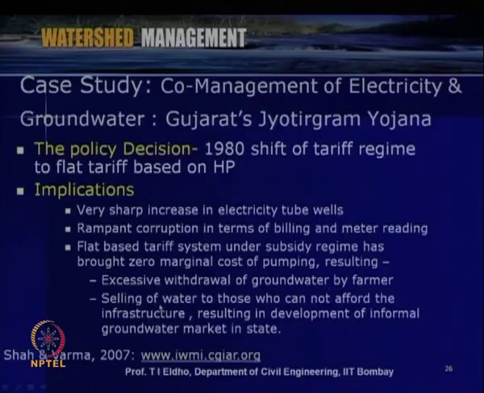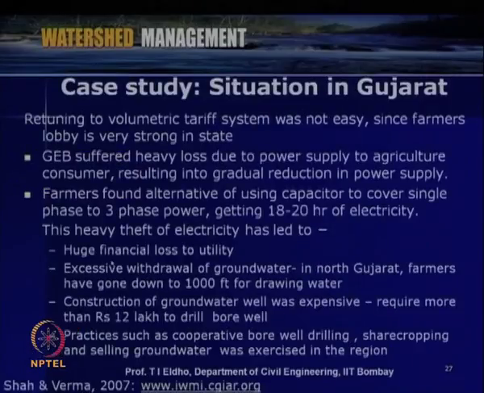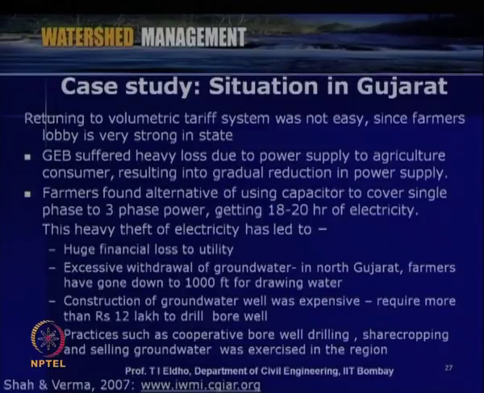Then some of the rich farmers started to sell water even to the poor people, resulting in the development of informal groundwater markets in the state. So, it was a very difficult situation in the 1980s and 90s. Once these problems were understood, going back to a volumetric tariff system was not so easy, since it was popular amongst the farmers, and the farmers' lobby was also very strong in the state.